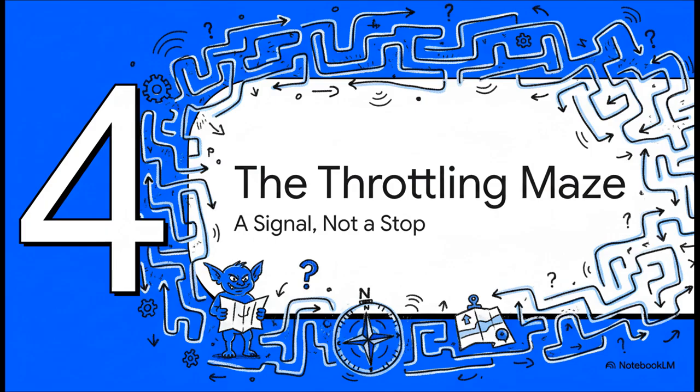It's so easy to just see throttling as a failure, a roadblock, but it's not. It's actually a signal, a diagnostic signal. DynamoDB is trying to tell you something very specific, and if you can learn how to read the map, you can navigate your way out of the maze.